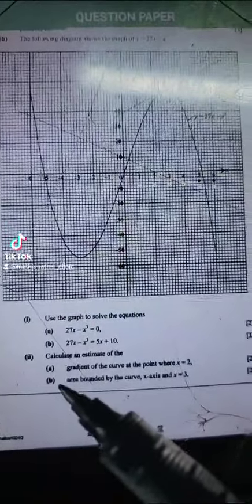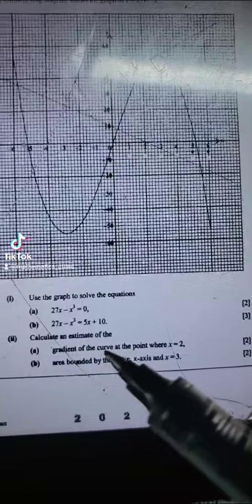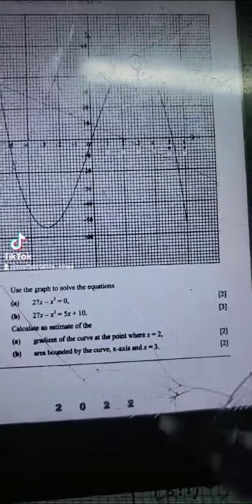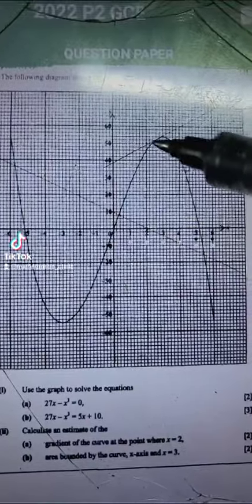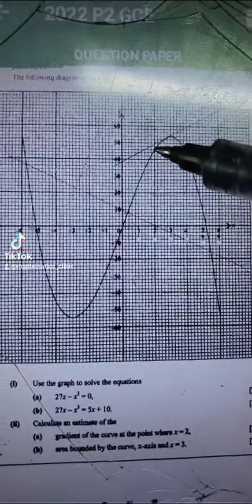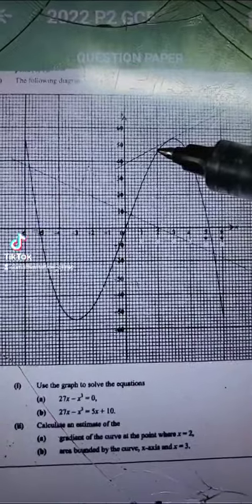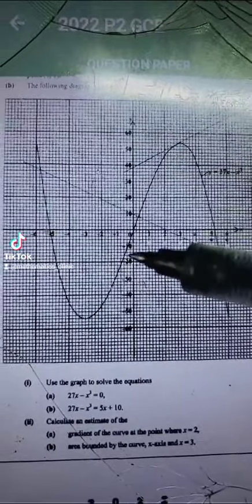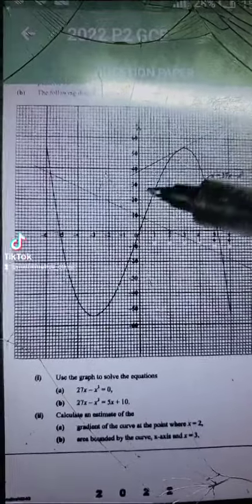So what we're going to do is this, saying calculate an estimate of the gradient of the curve at the point where x is 2. So where x is 2, we go with this positive 2, right? Where it is touching, right here, okay? We put a point. Then after that, we draw a line, all right? Where 2 is, we go up here, we draw a line.